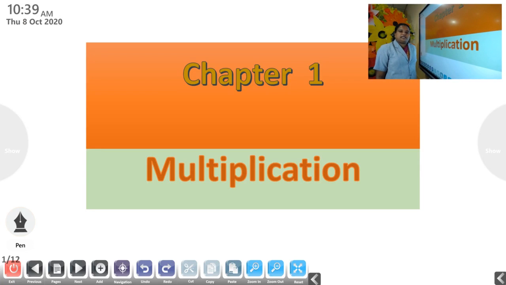Today, we are going to learn about chapter 1, multiplication in term 2 textbook. Do you remember multiplication? What do you mean by multiplication? Yes, multiplication is repeated addition. Okay.